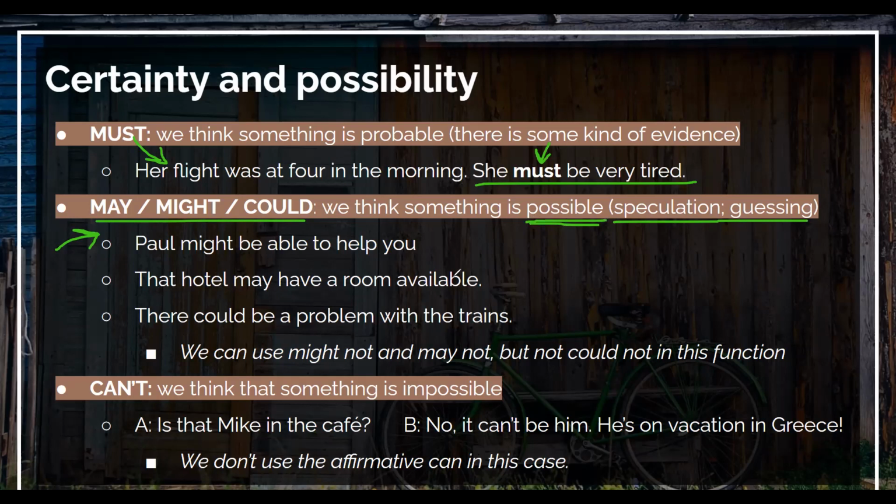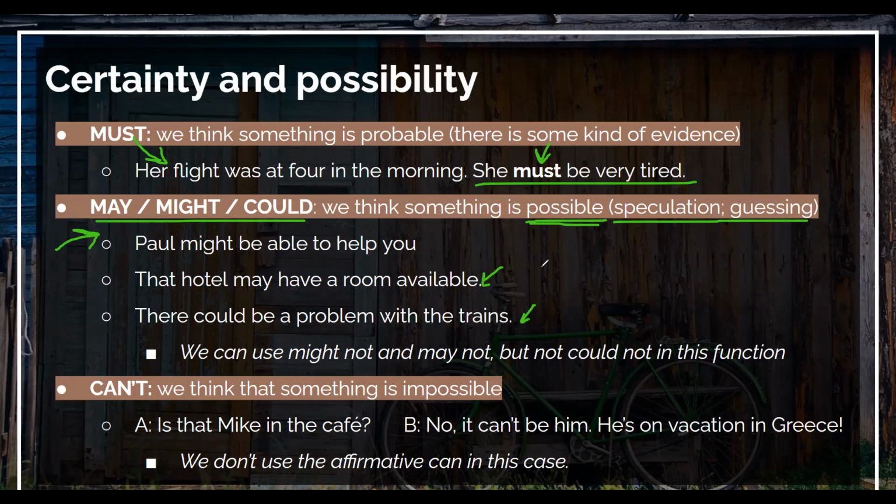That hotel may have a room available. Again, another possibility. There could be a problem with the trains. Again, another possibility, right? If you say a sentence with may, might, or could, the person who you're speaking to will understand that you're not sure about this, but it's what you think, it's what you believe.